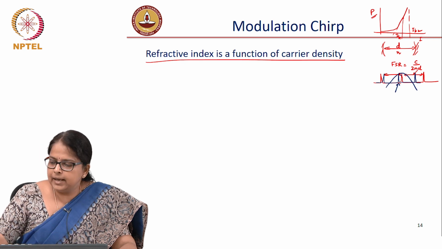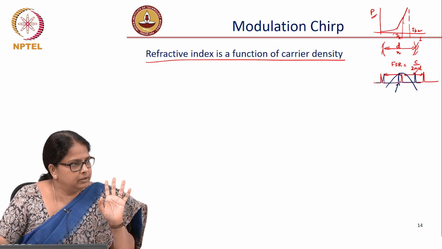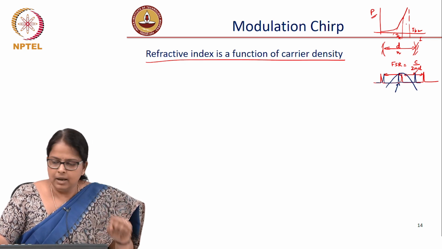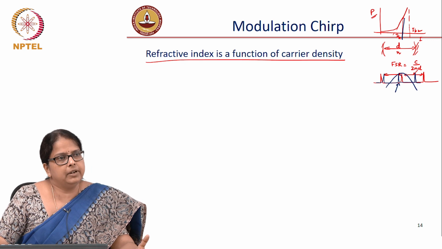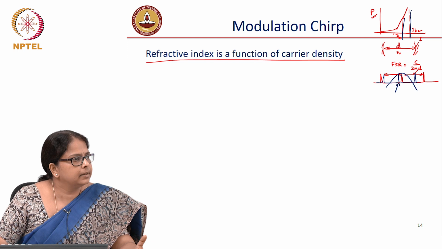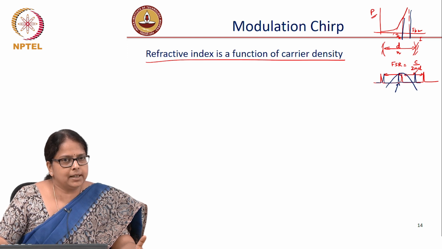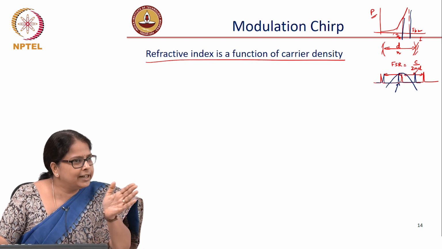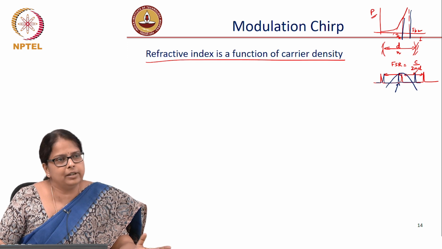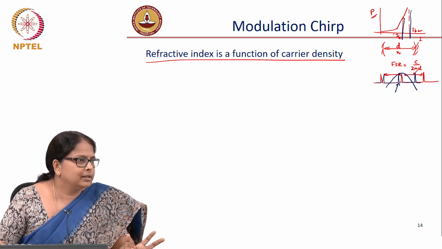Let us say, forget about modulation, you are just using a semiconductor laser as a CW source, a continuous wave source. When I operate at this current, the frequency is something. When I operate at this current, the center frequency is something else. You can take it to advantage and say that now I have made a tunable laser. By changing the current, you can slightly tune the frequency of the laser. This is a fundamental phenomenon, you cannot do anything about it.